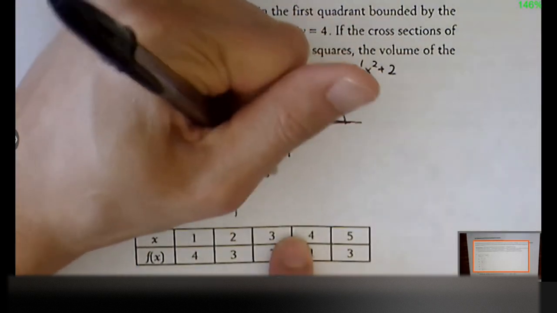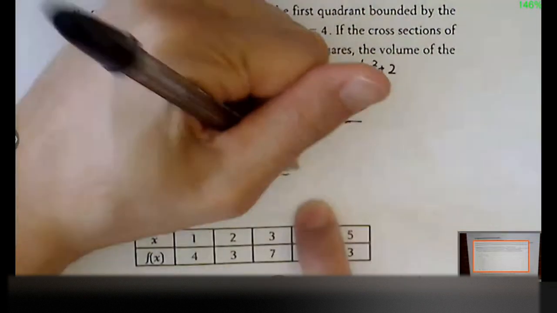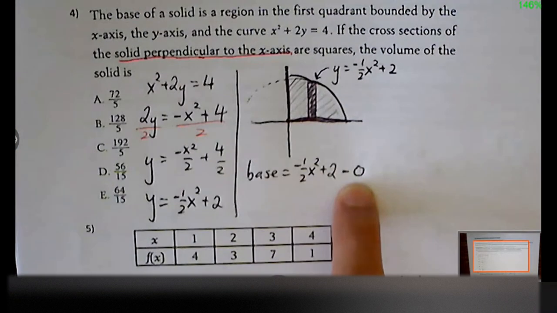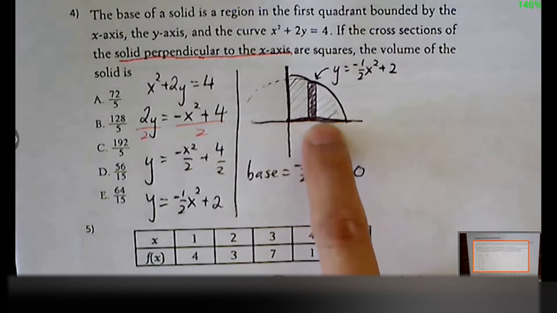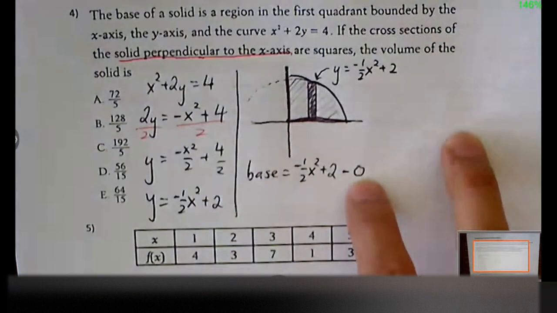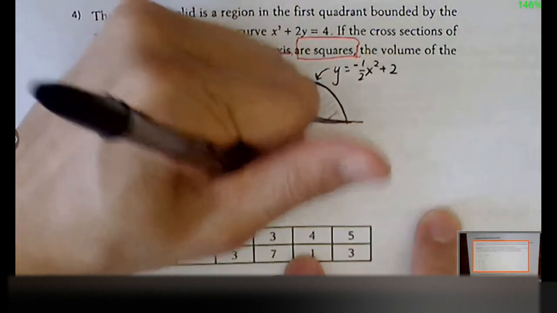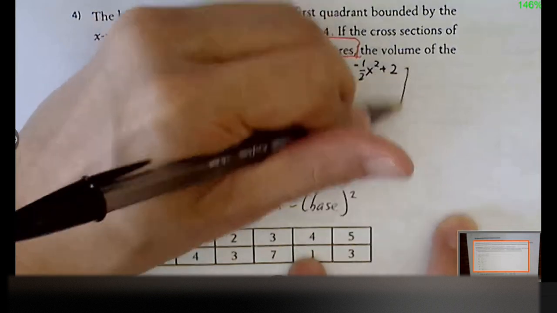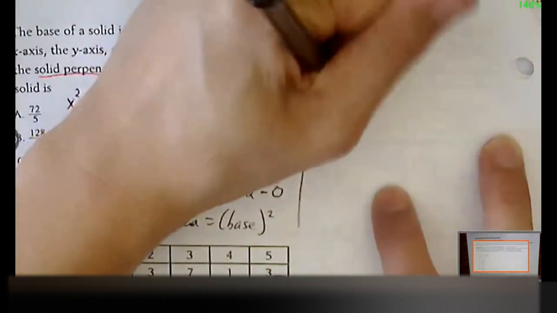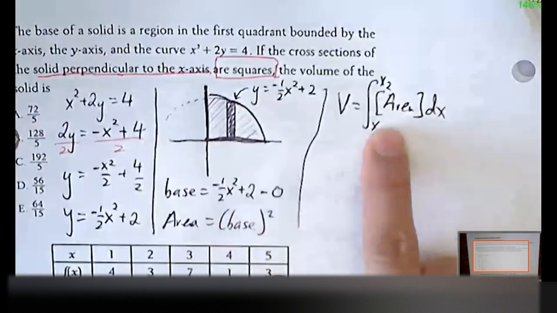Okay, so let's find the base length first. Top minus bottom. So the top is the curve, the bottom is the x-axis, which is y equals 0. And then we know that we're building squares, so our area formula is base squared. Okay, here's our cross-section formula. Integral from x1 to x2. Whatever area formula we have, we're going to insert in here.